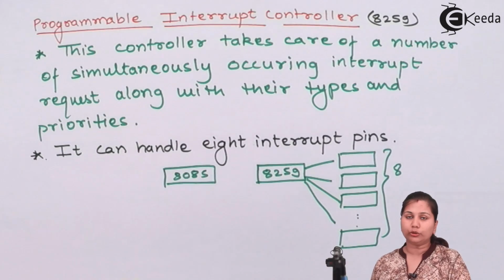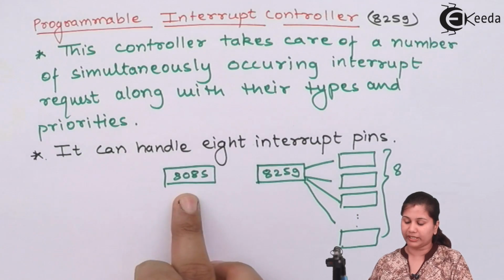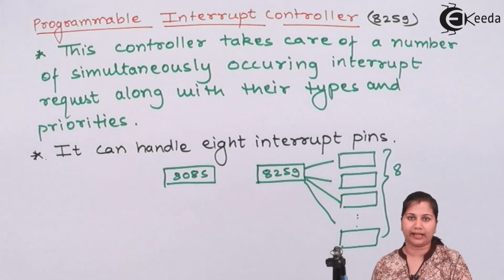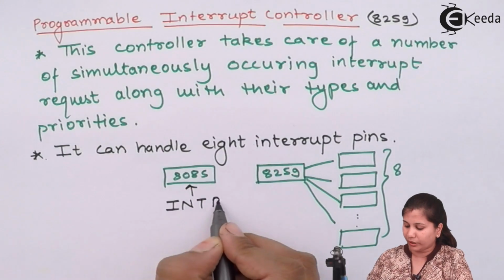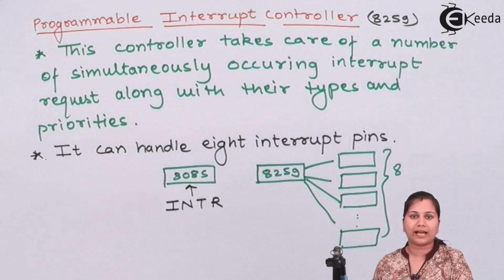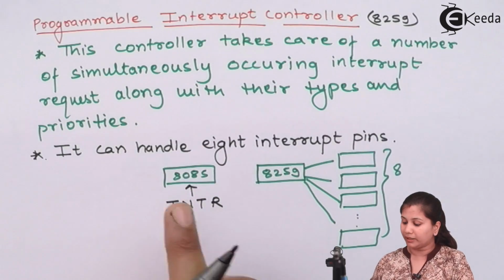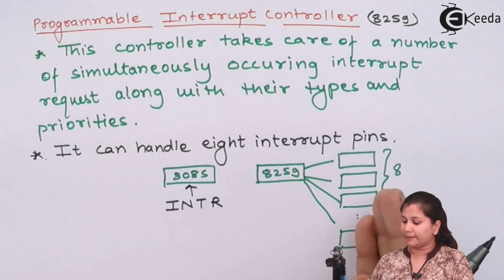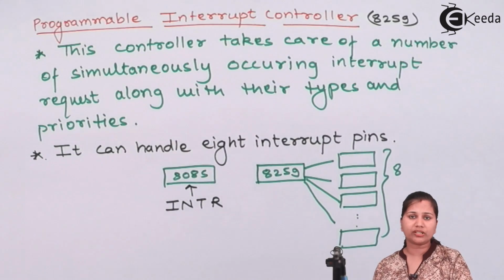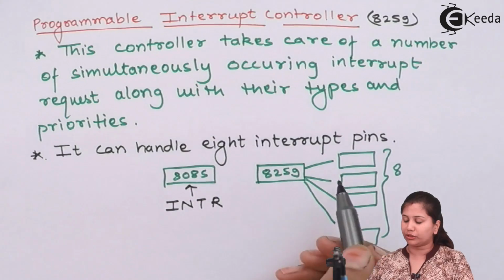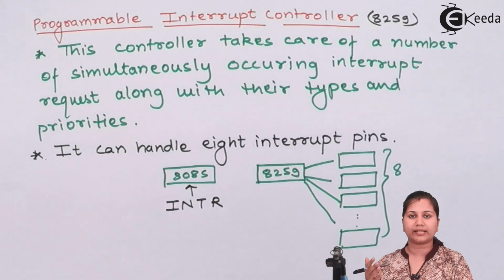And this is similar to earlier, where for the 8085 we had the INTR line, the interrupt request line, so only one device can communicate with 8085. But if we are using 8259, then 8 interrupt requests can be handled by the 8085. This 8259 will decide the priority, that is, which interrupt request has the highest priority, so that interrupt request will be accessed first, then second, then third. In this way the priority is decided.